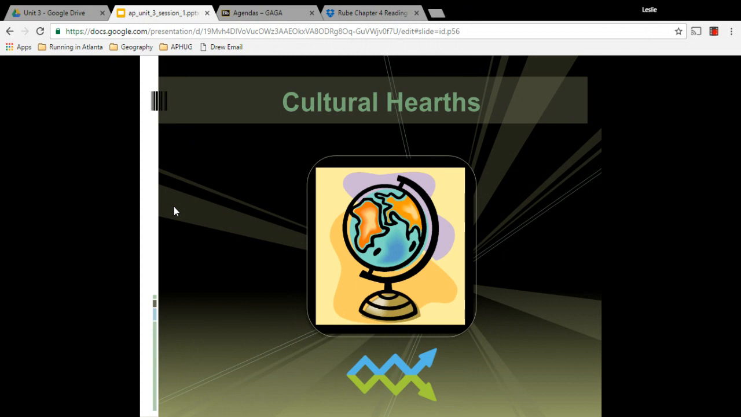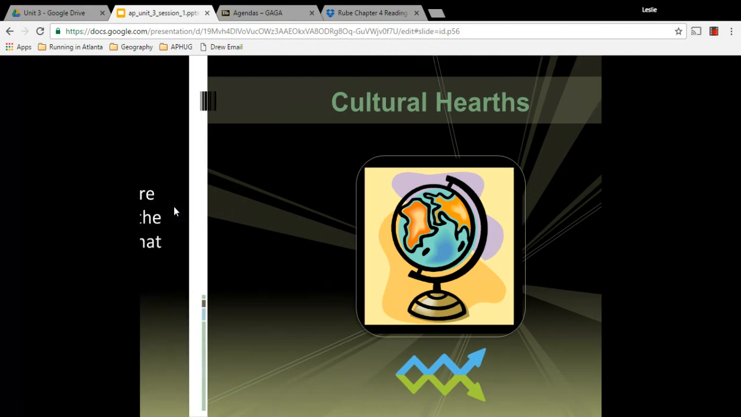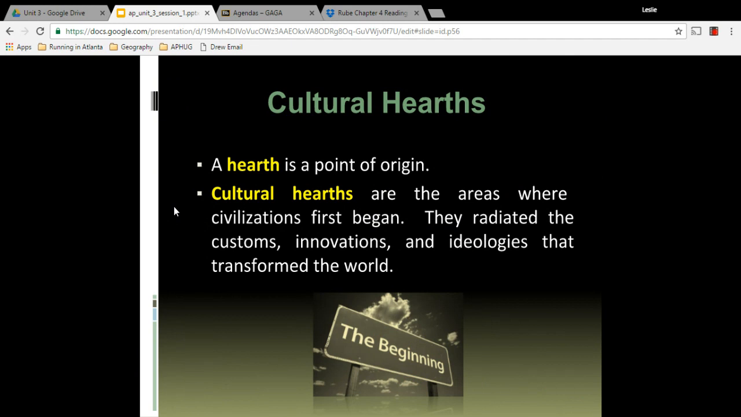All right, cultural hearths. A hearth is a point of origin, and you'll remember this from our discussion on diffusion. In just a moment, we're going to review diffusion because diffusion is a very important part of the culture unit. And cultural hearths are areas where civilizations first began. They radiated customs, innovations, and ideologies that transformed the world.